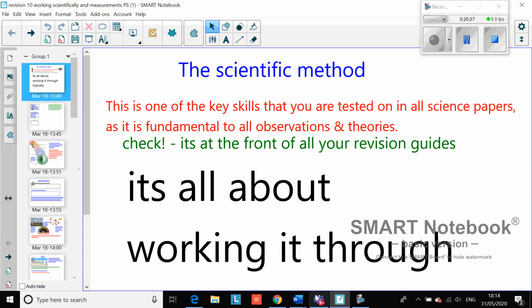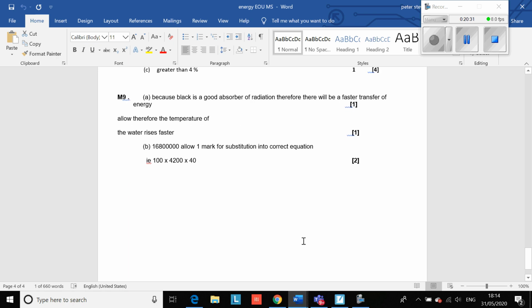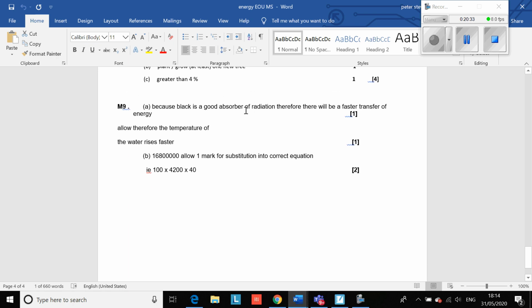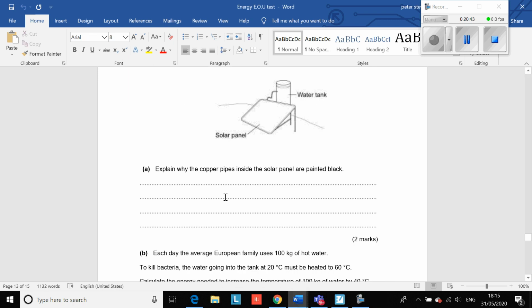Okay, so, oops, I didn't mean to see that. So, question 9, black is a good absorber of the radiation or the sun's energy and therefore there will be a faster transfer of energy. Basically, this idea that dark colours, so black, absorb heat, so will transfer the energy really quickly. Okay, that's what you need to say.